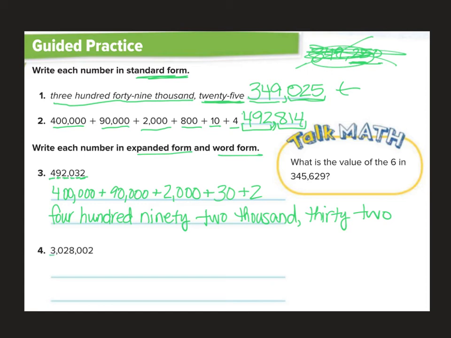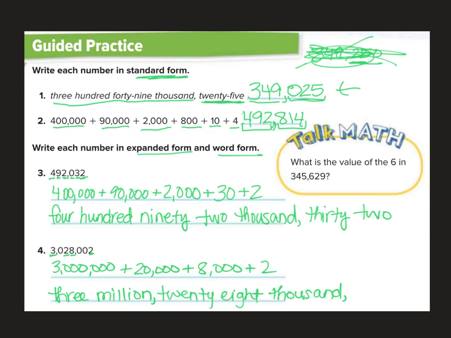Okay, let's do the next one. This 3 is worth 3 million. So that's 6 zeros. Yikes. Plus the 2 is worth 20,000. Plus the 8 is worth 8,000. Plus this 2 way at the end is worth 2. Okay, now we got word form. 3,028,002. We're not going to write the and, but we're just going to write 2. Notice I put the commas where they would be in the number. All right, so there we go.